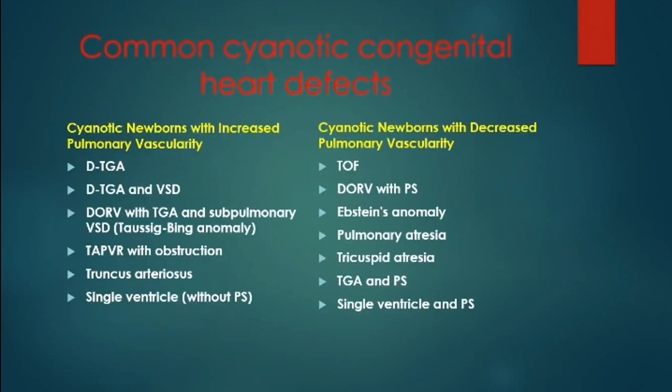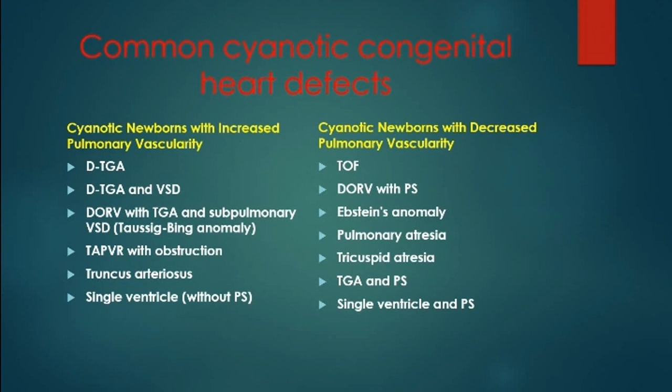Here are some common congenital cyanotic heart diseases. Diseases with increased pulmonary vascular flow include TGA, TGA with VSD, double outlet right ventricle, TGA with subpulmonic VSD, which we call Taussig-Bing anomaly, total anomalous pulmonary venous drainage, truncus arteriosus, and single ventricle without pulmonary stenosis.